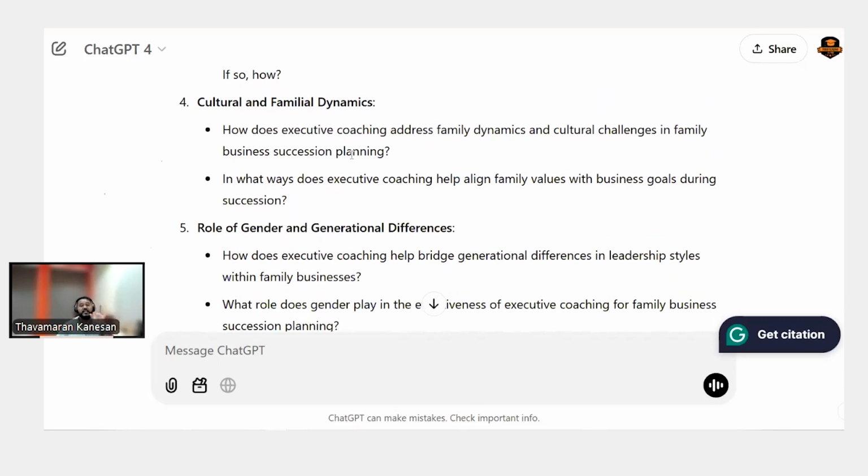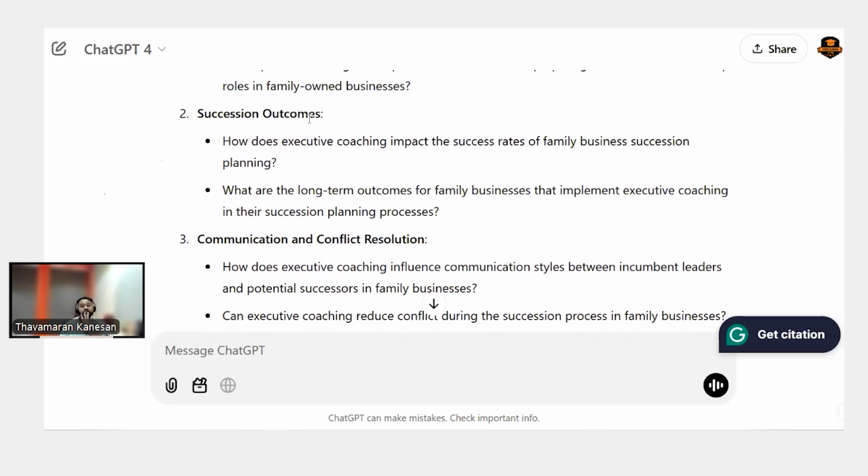This is good, but you need to remember, these RQs are not new. It's not creating an RQ for you. It is basically just taking an RQ from another paper, rephrasing it and giving it to you. Or maybe combining this RQ and this RQ, and then rephrasing and giving it to you.